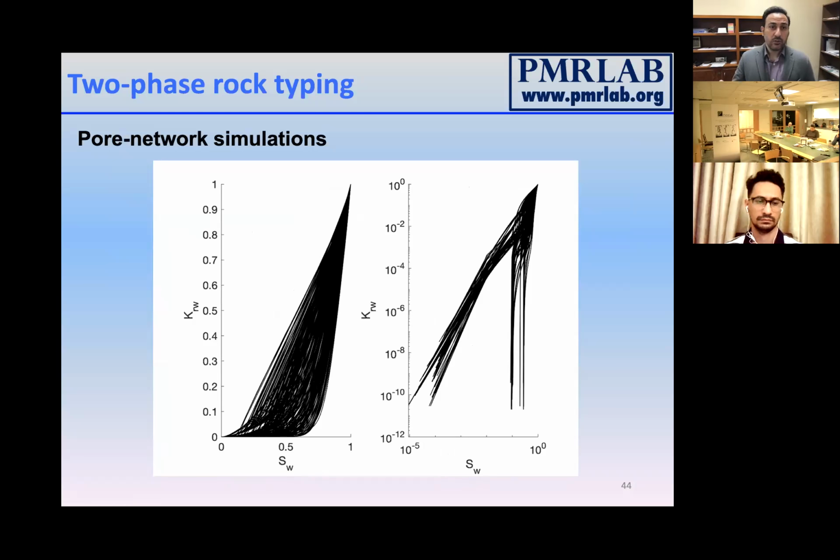Here are the simulated water relative permeability curves. Again, we're covering a pretty wide range from pretty straight to pretty curvy water relative permeability data. This is natural scale. This is log scale. So we just wanted to show you how the tail would change at small water saturations.